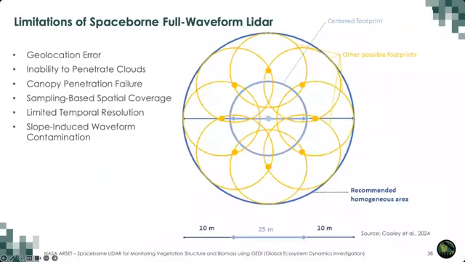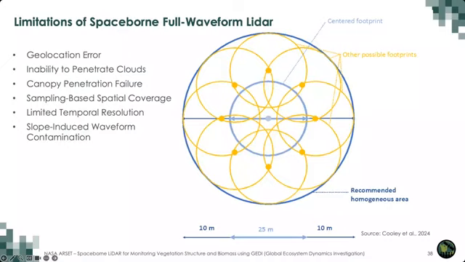Despite their power for capturing detailed vertical structure, spaceborne full waveform LiDAR systems like JEDI face numerous operational limitations. One limitation is geolocation error. JEDI has positional uncertainty of each footprint of about plus or minus 10 meters for a 1 sigma error.